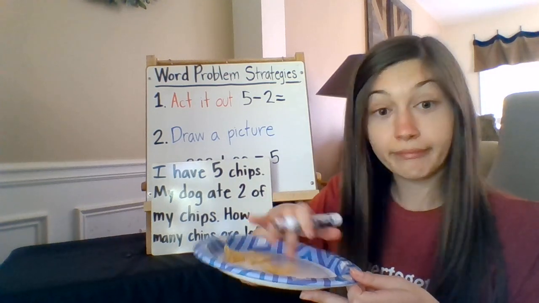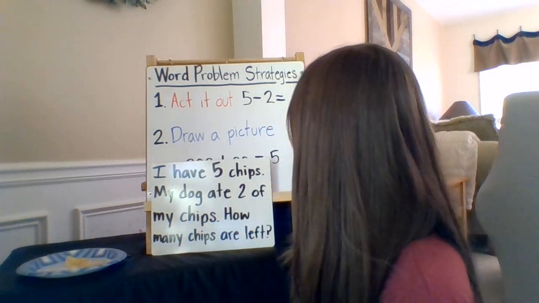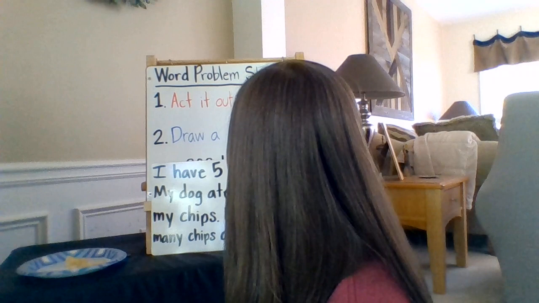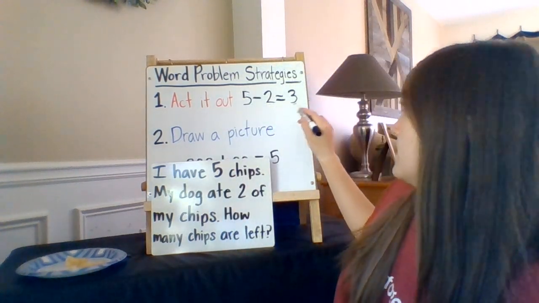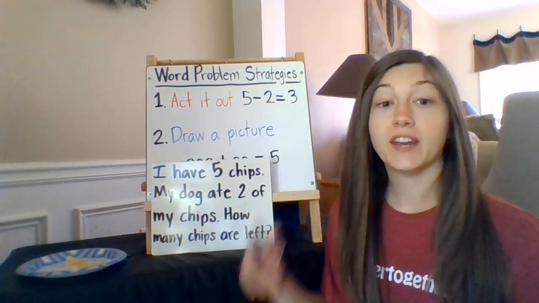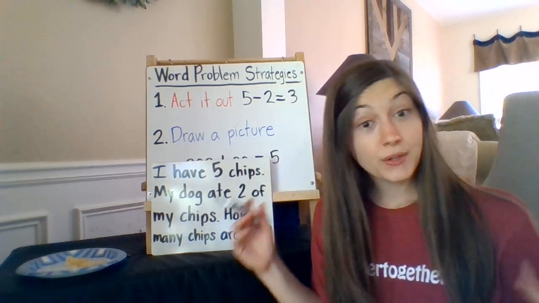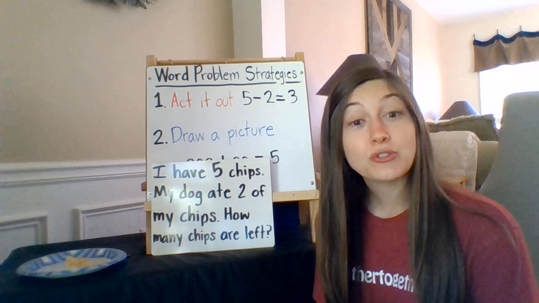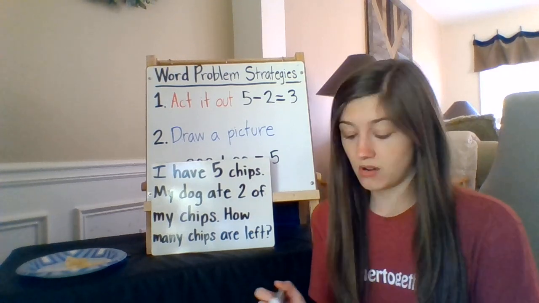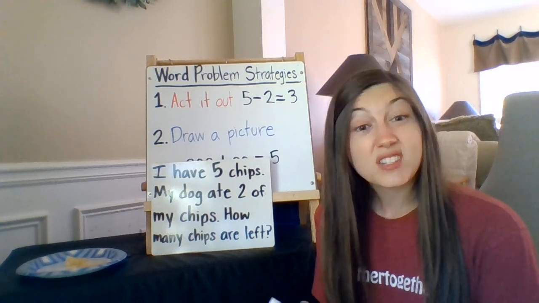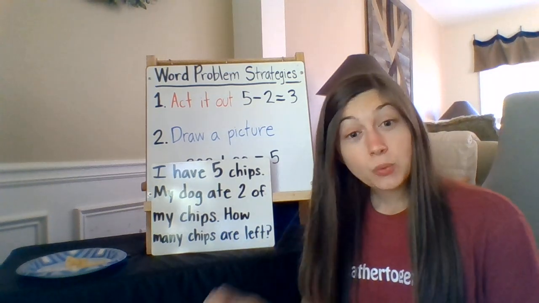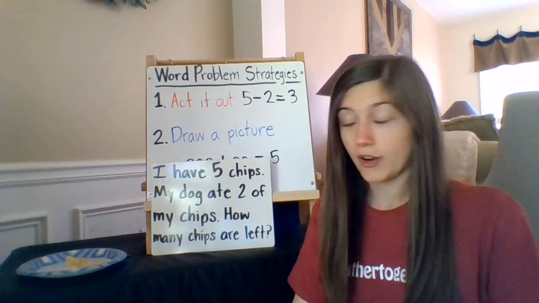1, 2, 3. So my answer is 3. 5 minus 2 equals 3. I started with 5 chips. My dog ate 2. I have 3 left over. See how we acted that out? You can try that at home too. You don't have to use your dog, and you don't have to use chips. You just have to have 5 of something and take away 2 and count how many you have left over.